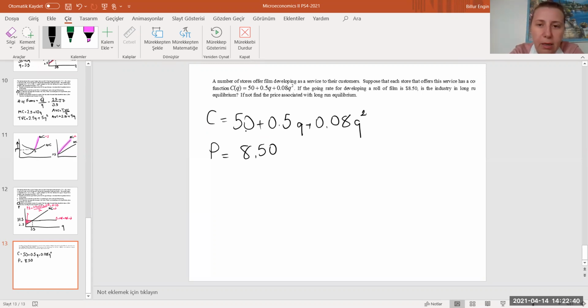Here we have that kind of cost function. To find if it is a long-run equilibrium, we need to check if the firm is earning normal profit, or we can also check if this is the minimum point of the average cost function actually. But at the beginning of the question, we can say that this cannot be a long-run equilibrium. Why? By calculating nothing, we can say that this cannot be a long-run equilibrium.